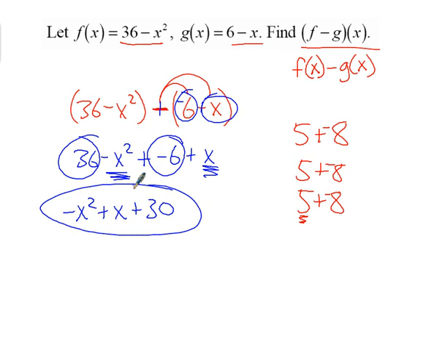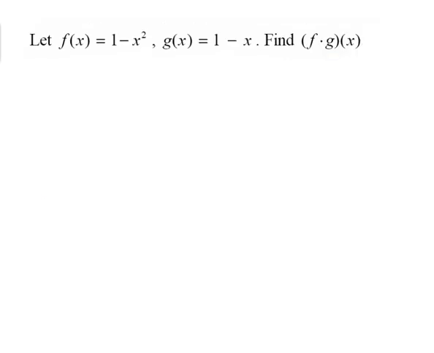So, adding functions, subtracting functions. Now we're going to move on to multiplying functions. Nothing really new here, because you knew how to combine like terms, you're going to know this one too. f times g of x. This is a multiplication symbol right here. You might also see it written as f of x times g of x. So you can see it either way.